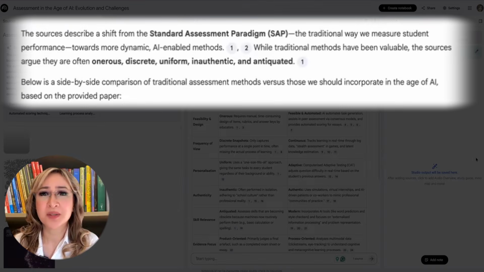They describe a shift from the standard assessment paradigm, yep, SAP, which can sap literally the energy out of you, the traditional way we measure student performance, towards more dynamic AI-enabled methods. While traditional methods have been valuable, the sources argue they are often onerous, discrete, uniform, inauthentic, and antiquated.